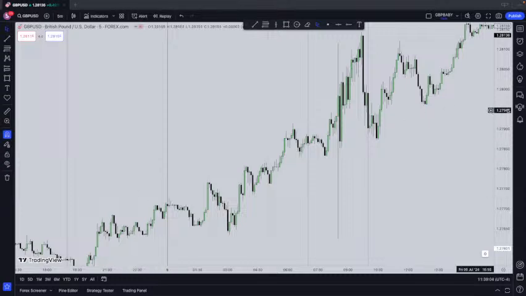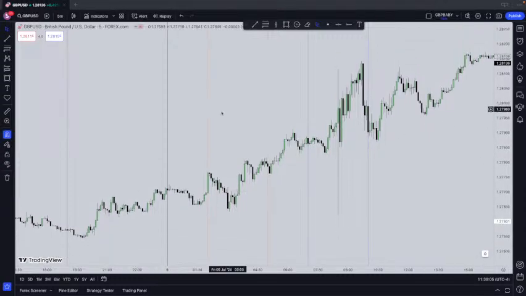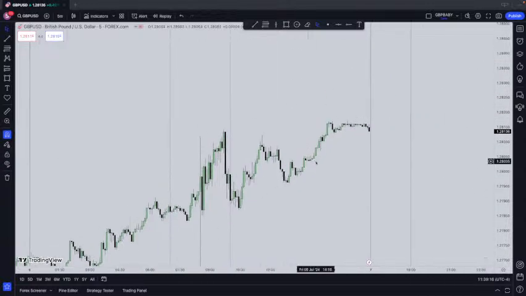Friday. Now, obviously, this is pretty much where we're at now. Friday was all right. You see non-farm payroll, how they took out both sides. They took out sell stops, and then they traded higher, and they're rallying.